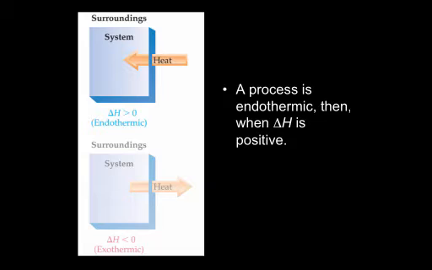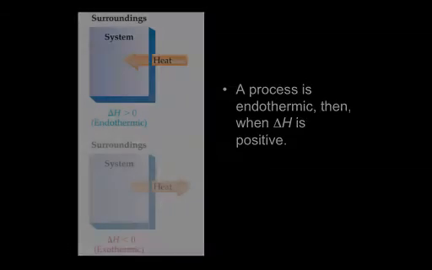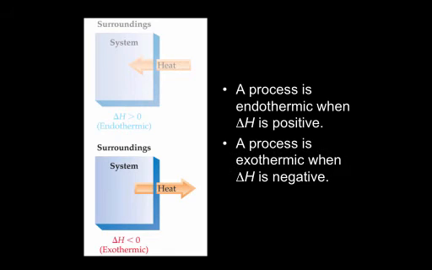When a process is endothermic, delta H is positive. That means there's energy being put into the system. If a process is exothermic, then delta H is negative, which means heat is being released, or energy is being released from the system.